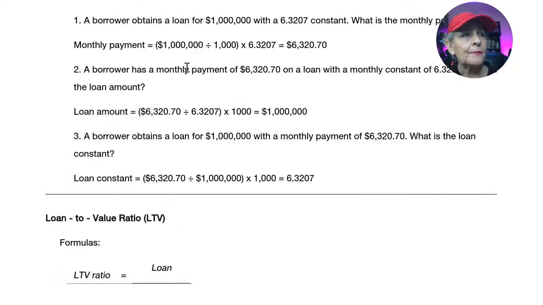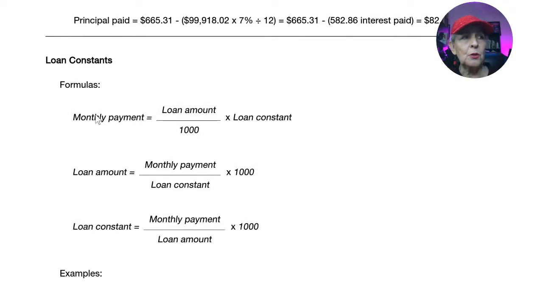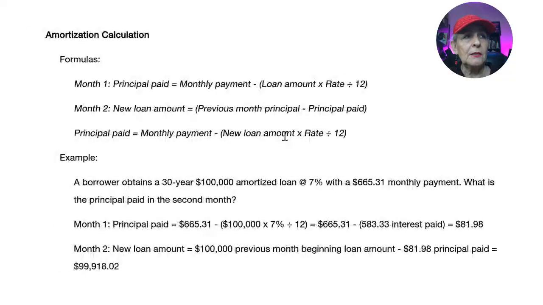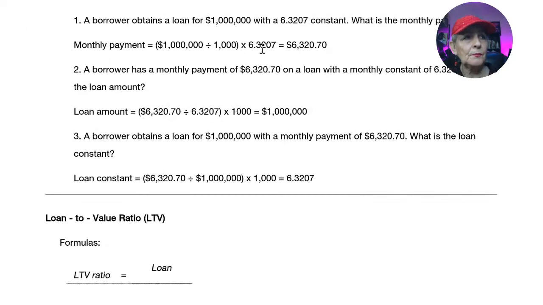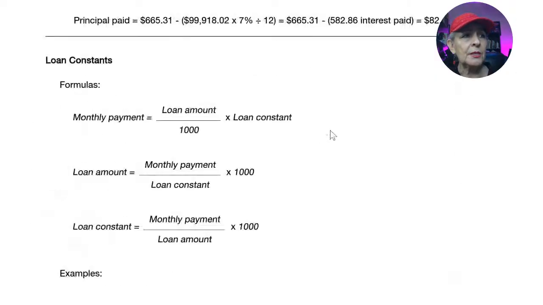Okay, that is a constant. It doesn't change. So a borrower obtains a loan for 1 million with a 6.3207 constant. What is the monthly payment? So this is what we're solving for. We have the loan amount, then we have the constant, divided by 1,000. So 1 million divided by 1,000 times the loan constant, 6.3207, equals 6,320.70.